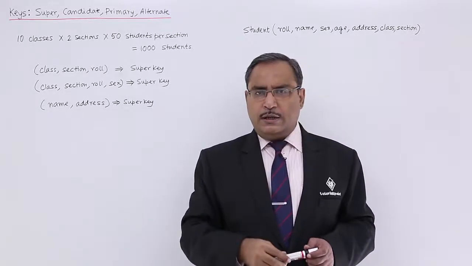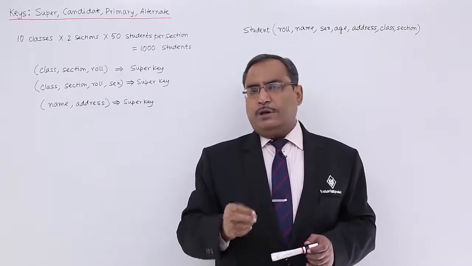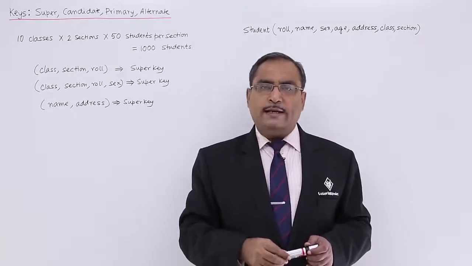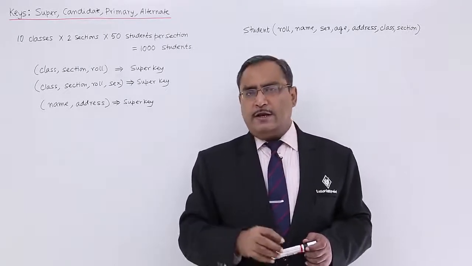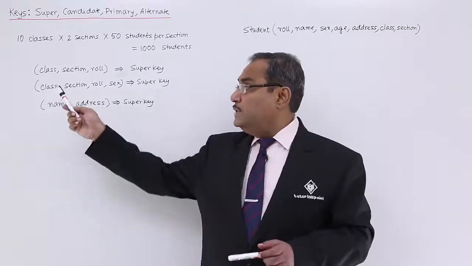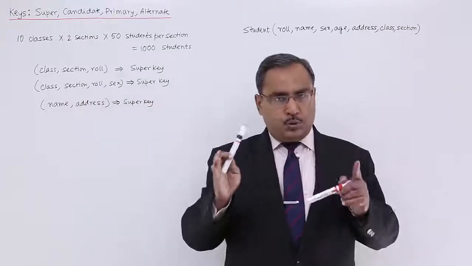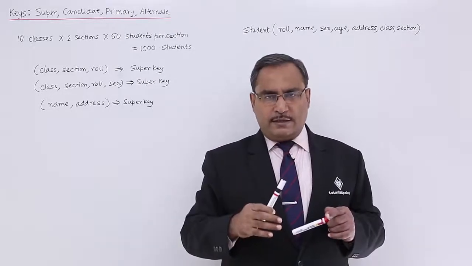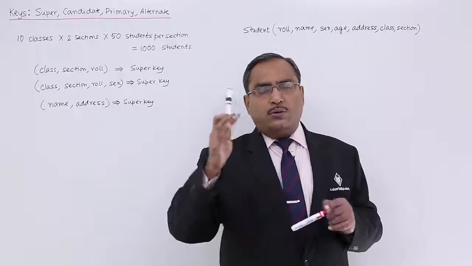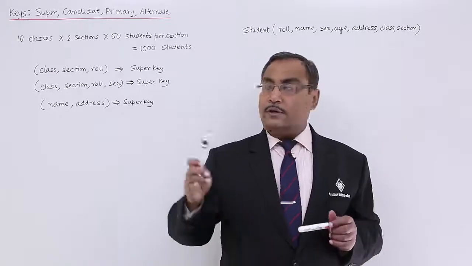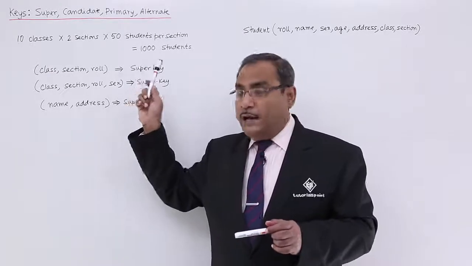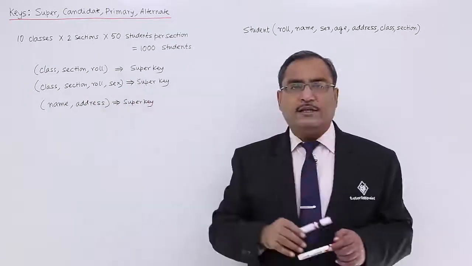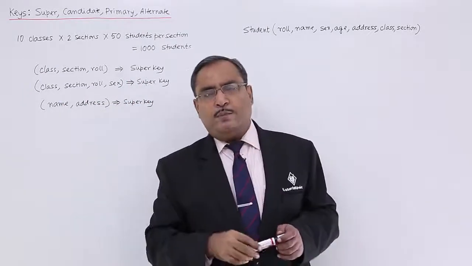So what is a super key? A super key is a combination of one or more attributes with the help of which we can uniquely identify an entity in the entity set. This is a super key because a student is one entity, and similar students form an entity set. Out of those 1000 entities of type student, to identify any one of them uniquely, I require this combination. So that is the super key.